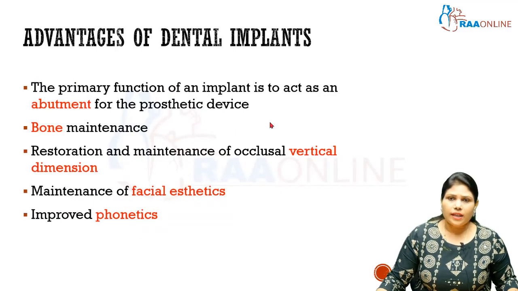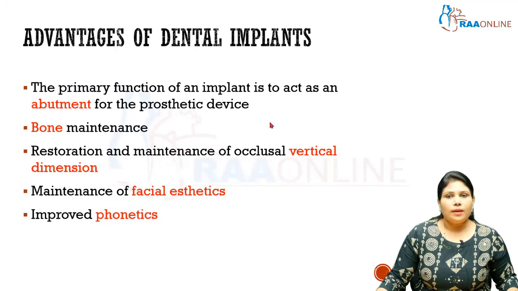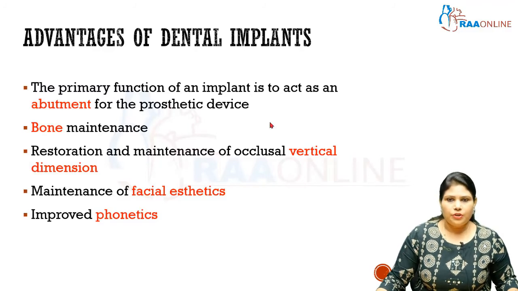What are the advantages of dental implants? The primary function, as I mentioned, is to act as an abutment for the prosthetic device. It helps in maintenance of the bone height as well as restoration and maintenance of the occlusal vertical dimension, and there is maintenance of facial aesthetics, and definitely placement of implants is going to improve the phonetics in individuals.